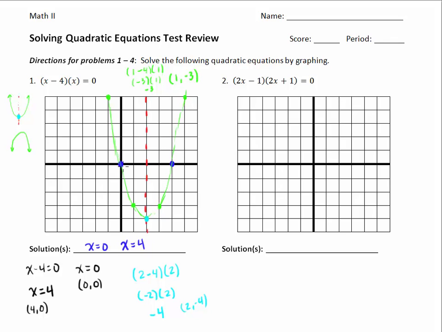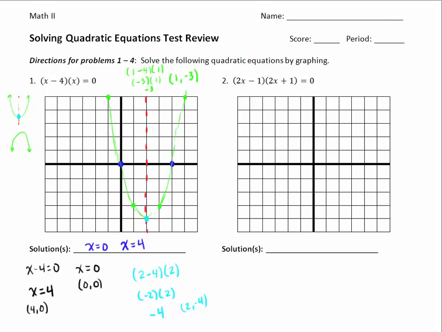And as you can see, where this crosses the x-axis is at 0 and 4, which is actually the first thing that we found. So if it's already in factored form, these are really easy to solve. And you still have some work if you want to graph the whole thing. But solving-wise, it's actually really easy. All right, let's take a look at problem number 2.